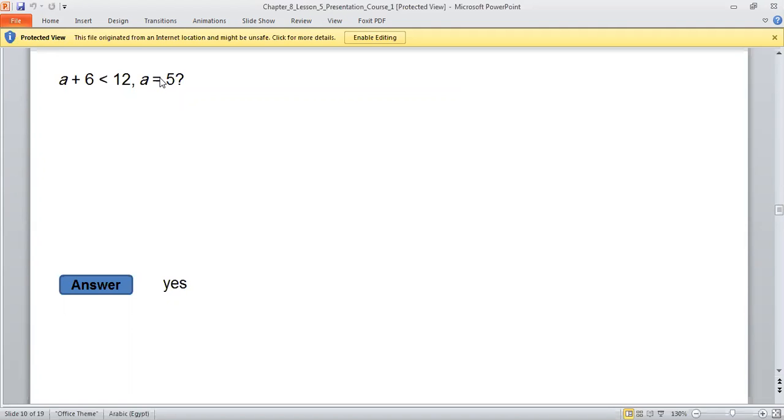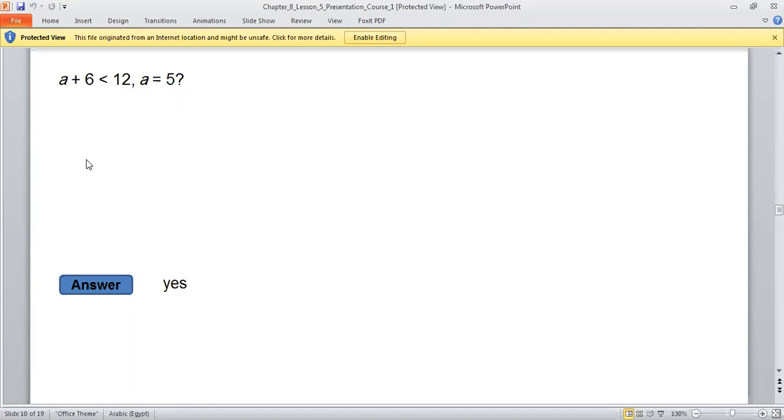Replace A with 5. Excellent. Again, repeat it, Ahmed. What will we do? Replace A with 5. Okay, so we have here 5 plus 6. 5 plus 6 equals what, Ahmed? 11.